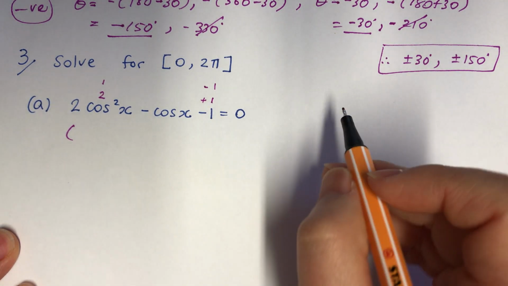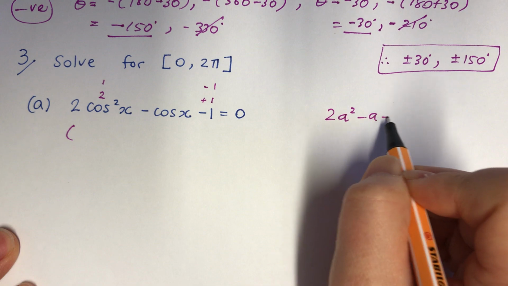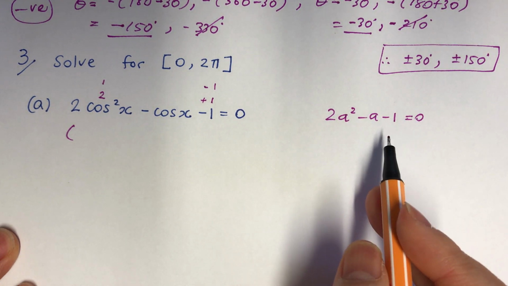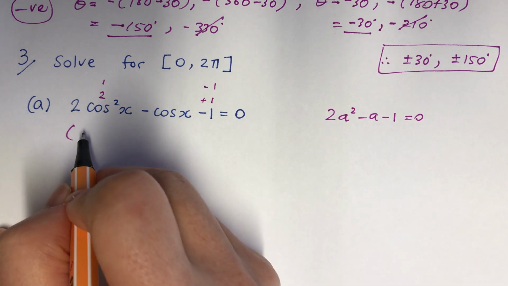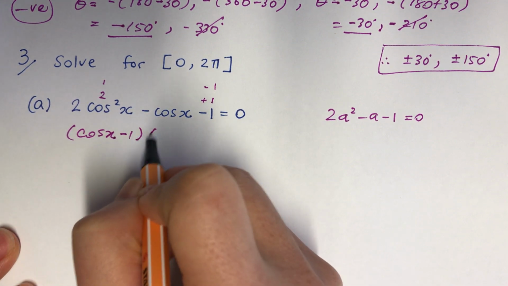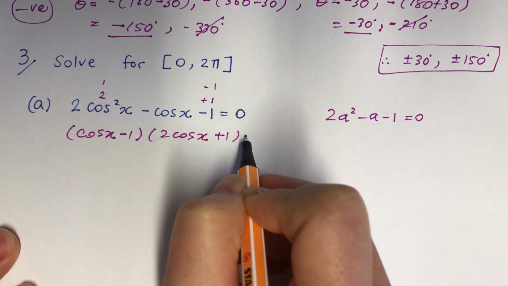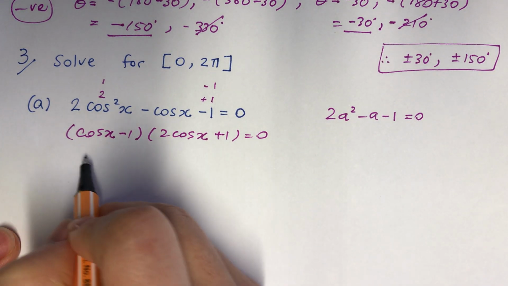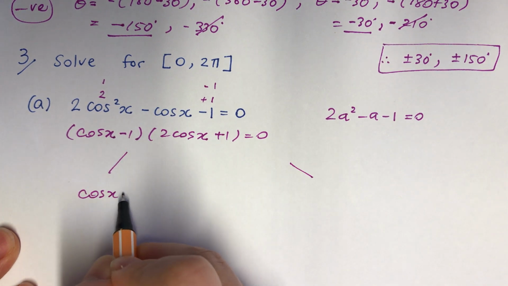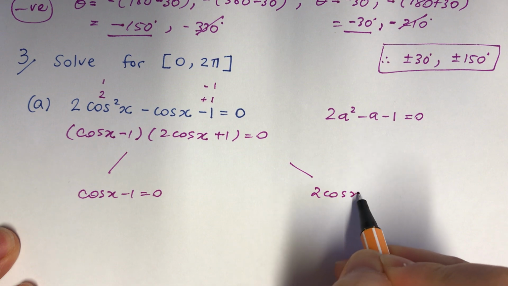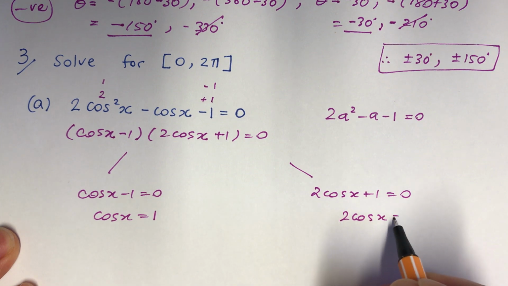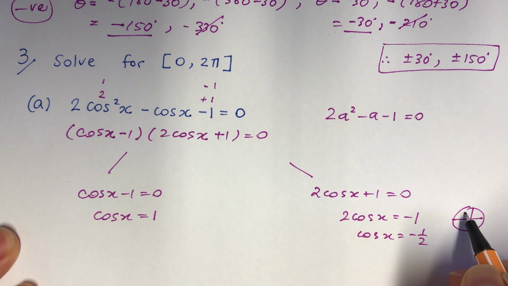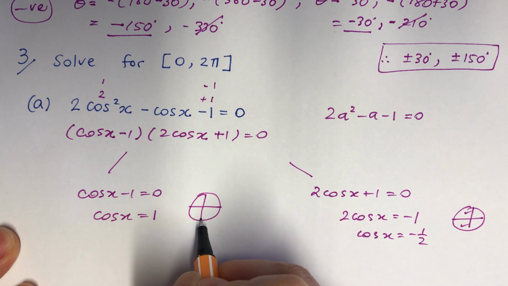Now, you just do normal. If you wish, you can do this first, and then put it in, instead of a, put in cos x if you want. So it's just normal factorization happening. So if you do that, I will get it like this. Okay, so that means I will get two cases again: equals 0, or plus 1 equals 0. So in this case, 1, and in this case, minus 1 half. So therefore, in this case it'll be that, in this case it'll be that.